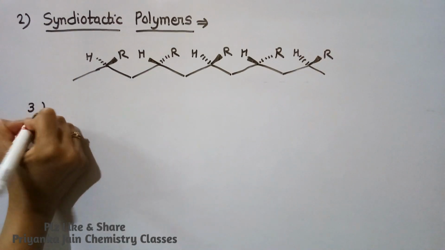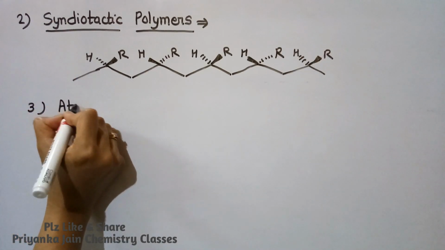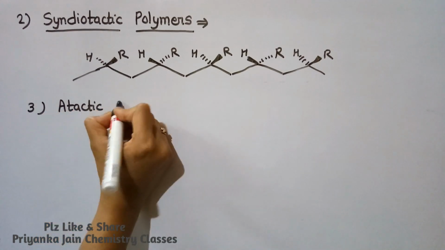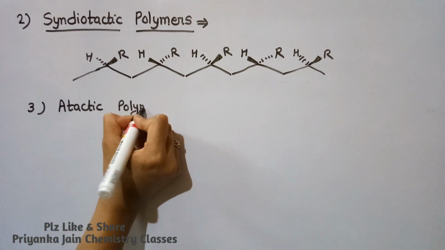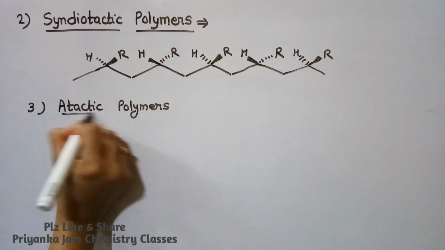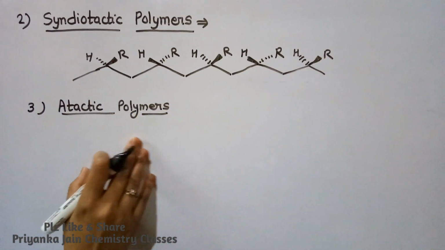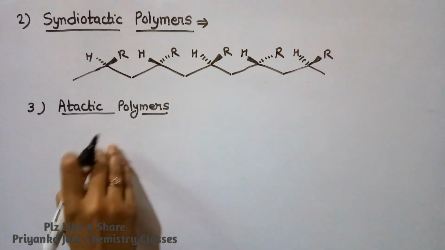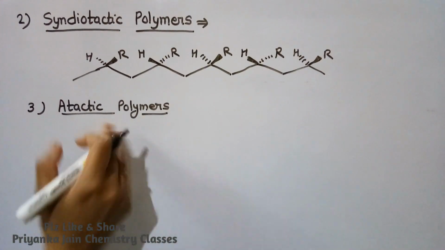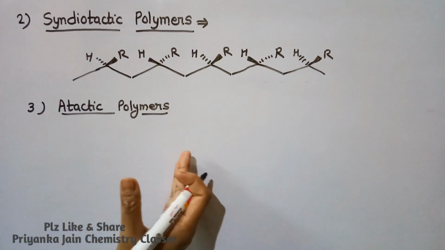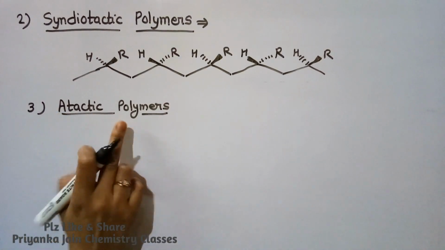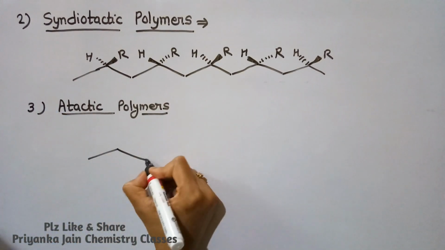Third one is the atactic polymers. These are the polymers in which there are random configurations. It means there is no alternate pattern or there is no regularity. There may be any configuration at any carbon atom, right? So such types are called atactic polymers. Suppose we have a chain here.